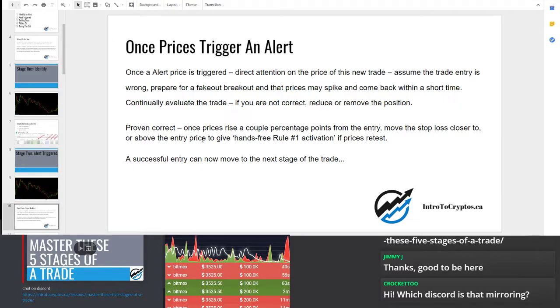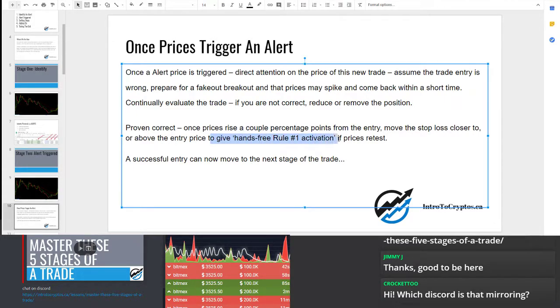And the reason we want to do this is to give ourselves hands-free activation of rule number 1. If prices do come back and retest our entry level after they've gone up a few percentage points above, then we have our protection as close as possible if we're not paying attention. So after we've had a successful entry, then we can move on to the next stage of the trade.